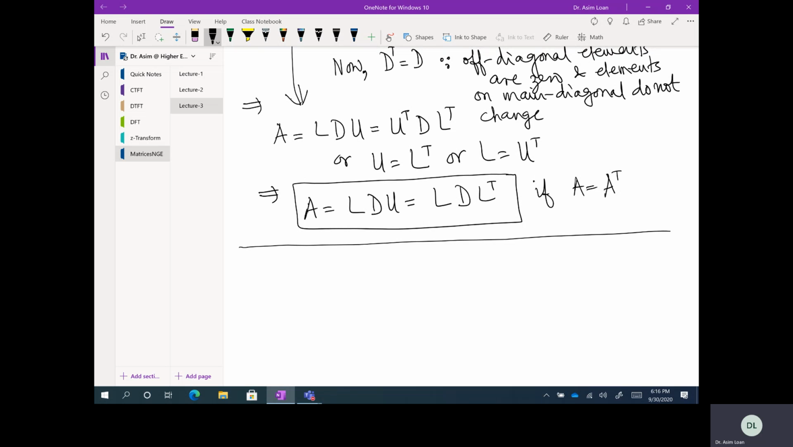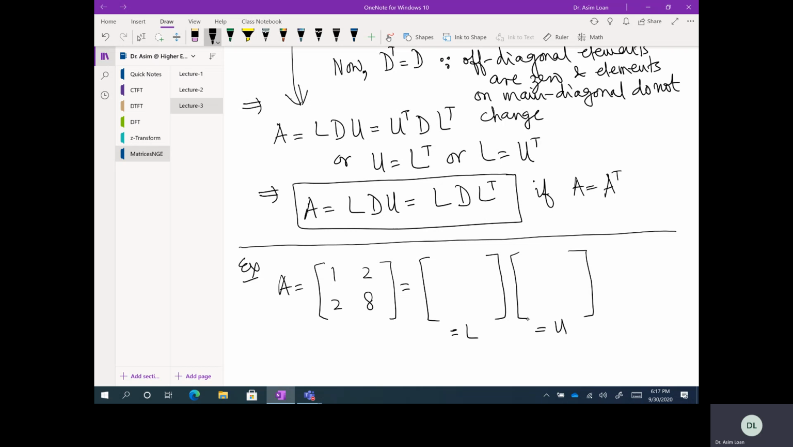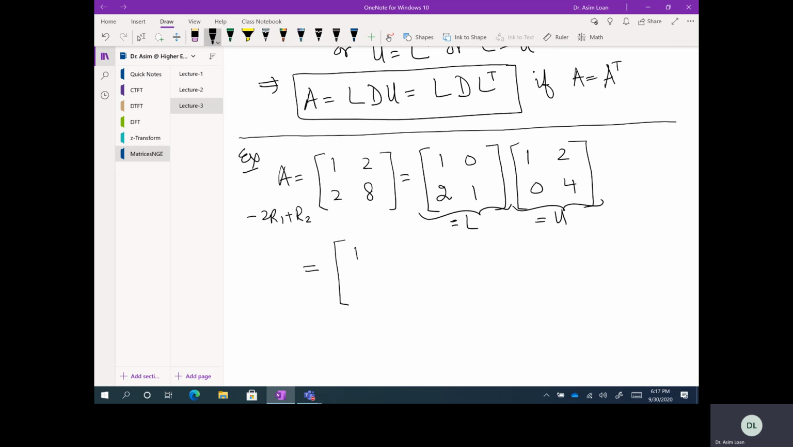And a quick example for this one is A equals [1, 2; 2, 8]. This is equal to L times U. So let me write L and U first. This is L, this is U. So this is [1, 0; 2, 1], and I want to do minus 2 row 1 plus row 2. So minus 2 plus 2, minus 4 plus 8. So this is 4. So 1, 2 comes here, and then 0, and 4 here. And this I can write as [1, 0; 2, 1], L. D is [1, 0; 0, 4]. This is D. This is L.